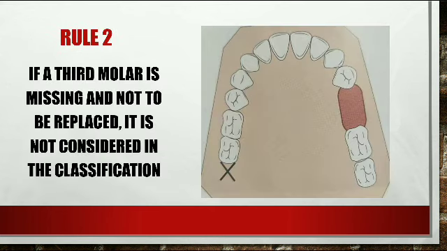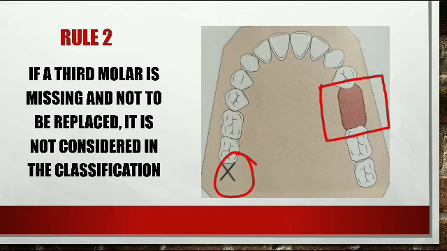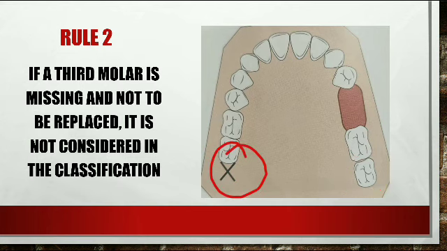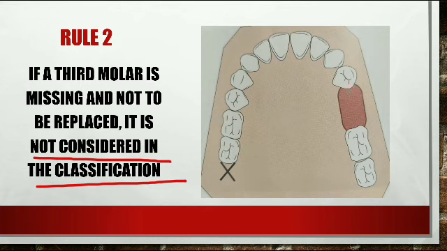Rule number 2. If a third molar is missing and not to be replaced, it is not considered in the classification. See, in this particular diagram, a patient comes with this edentulous space. On the right side, there is a third molar missing, whereas a third molar is present on the left side. If you don't intend to replace this third molar, then you don't have to consider it in the classification. Now move on to rule number 3.